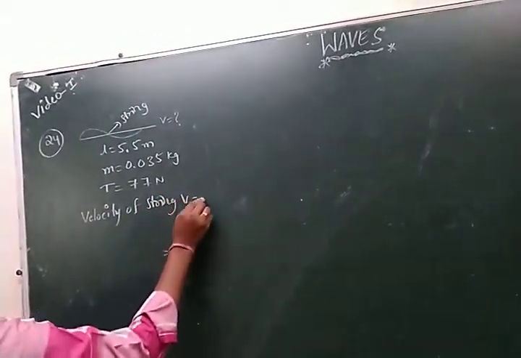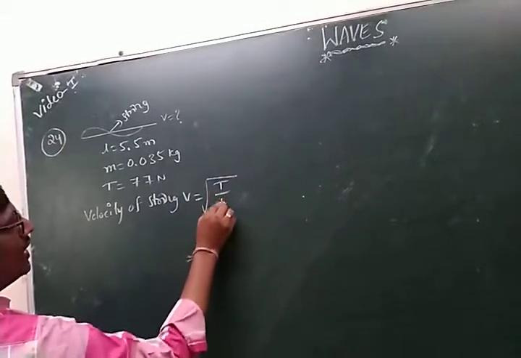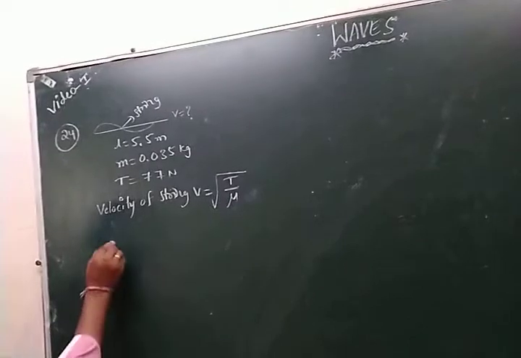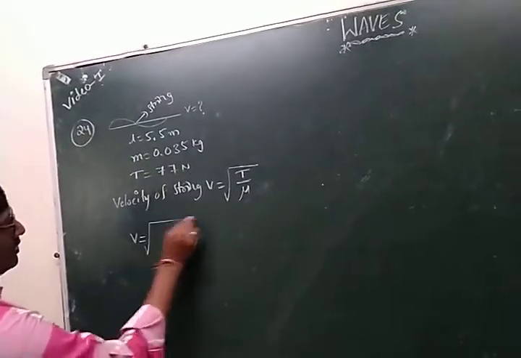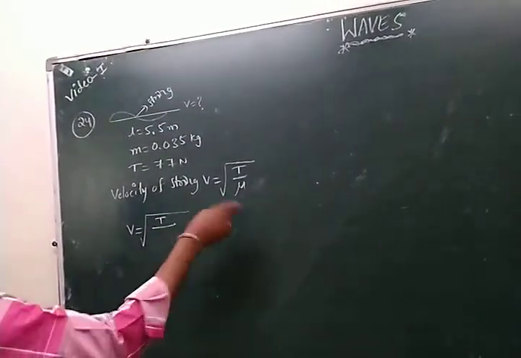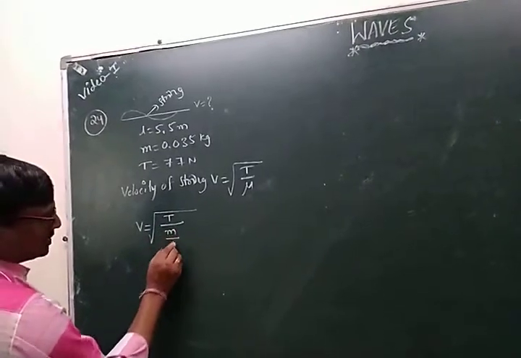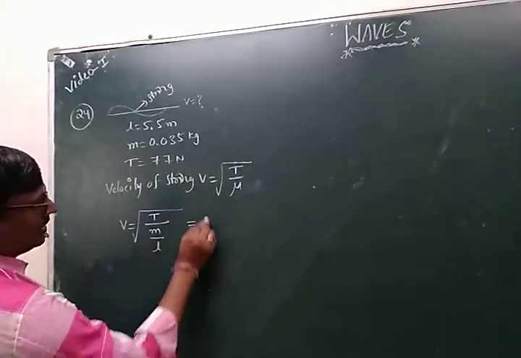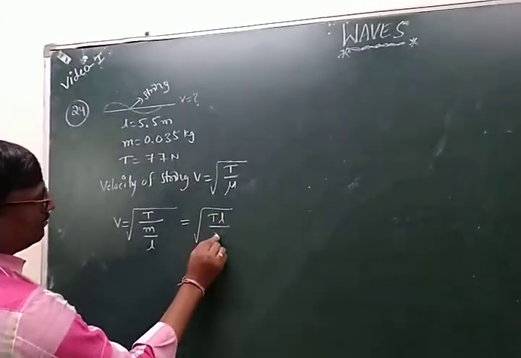See, v is equal to under root of T by mu. Mu is what is called here the linear density. Then we can write v is equal to under root of T by linear density. Linear density is nothing but mass per unit length, m by l. So v is equal to under root of T into l by m.